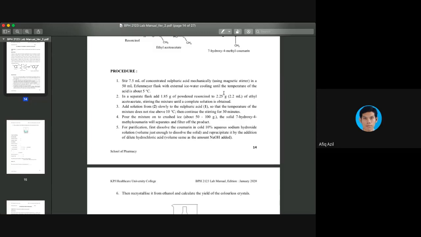It is given in gram, but you have to convert that into volume because ethyl acetoacetate is a liquid. You can calculate that by using the specific gravity or density of ethyl acetoacetate to find out the volume. Then add solution 2 slowly to the sulfuric acid, which is the one you have prepared in number 1, so that the temperature of the mixture does not rise above 10 degrees Celsius.